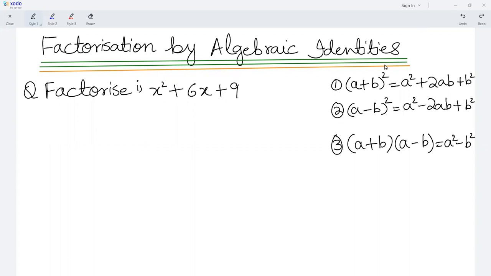In this specific topic I'm going to discuss factorization through algebraic identities. First of all, remember all of these three identities in the basics of algebra. The first one is (a plus b) whole squared equals a squared plus 2ab plus b squared. The second one is (a minus b) whole squared equals a squared minus 2ab plus b squared. And the third one is (a plus b) times (a minus b) equals a squared minus b squared.